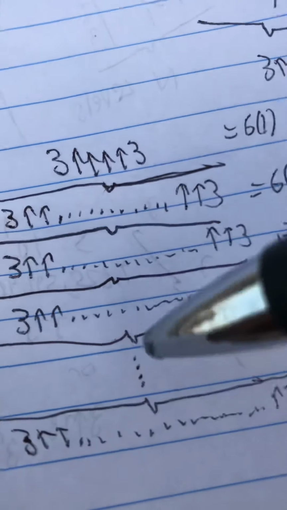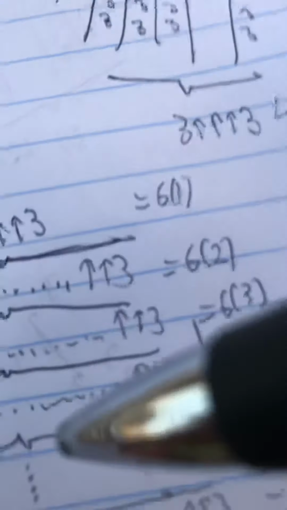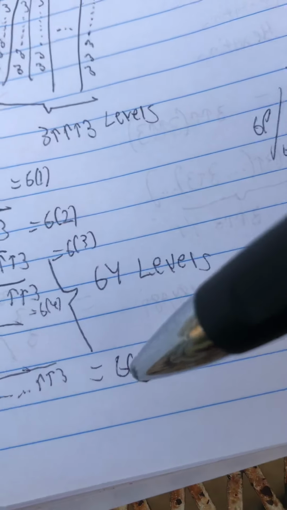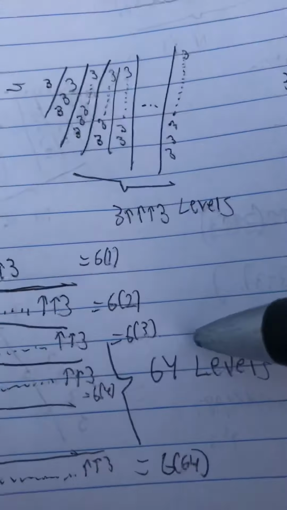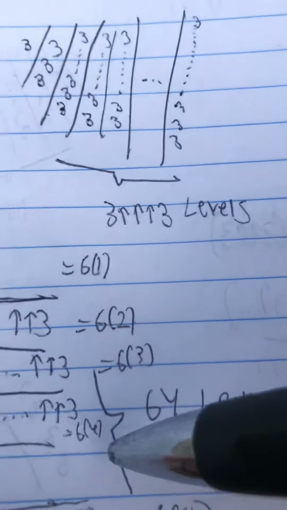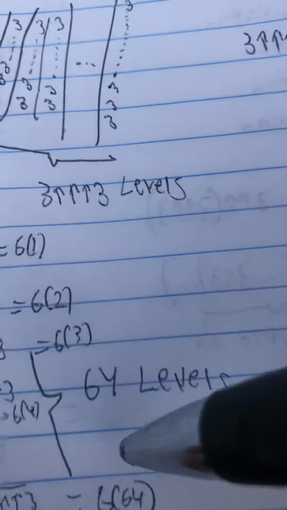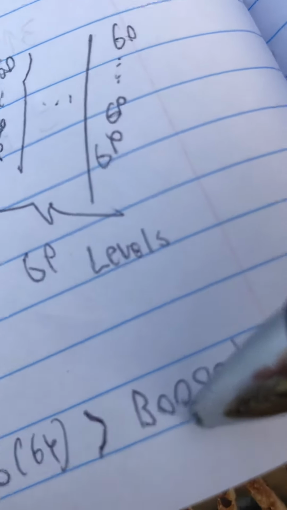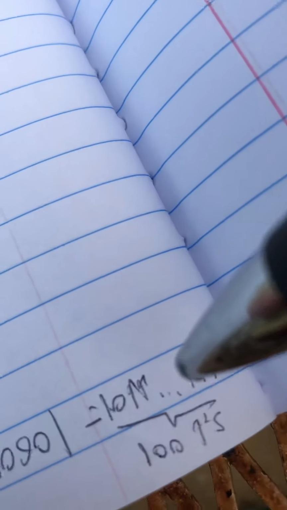So we keep doing this until we arrive at the 64th layer. So this number is G64. So there are 64 levels. So this is Graham's number. So that's how big Graham's number is. So Graham's number is way bigger than Boogol, which equals 10 arrow, there are 100 arrows here.